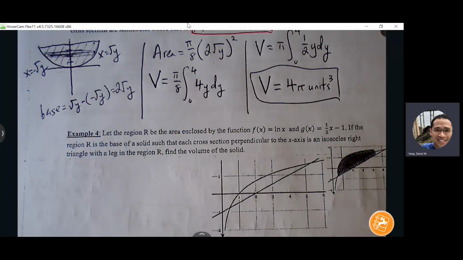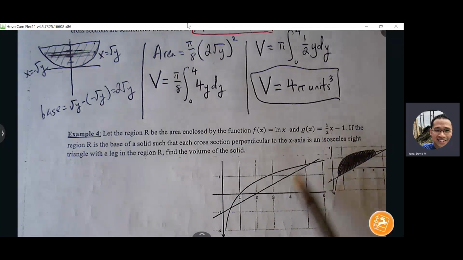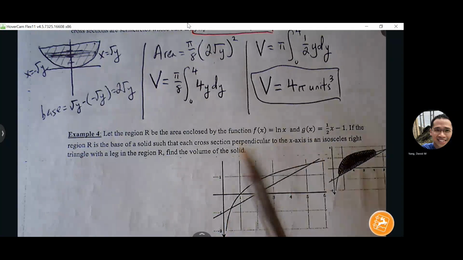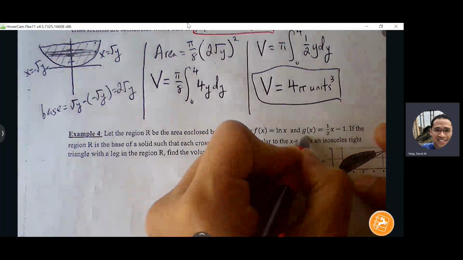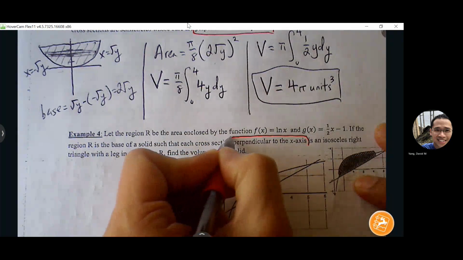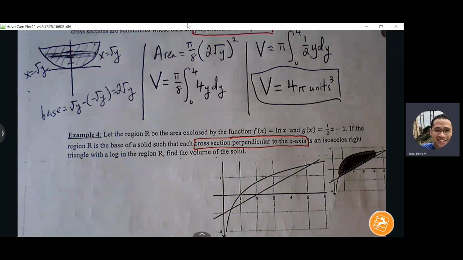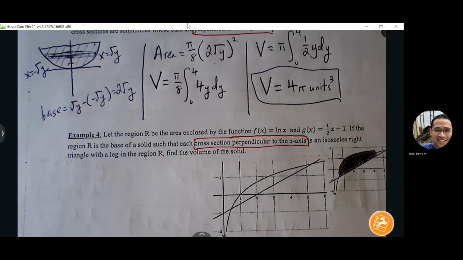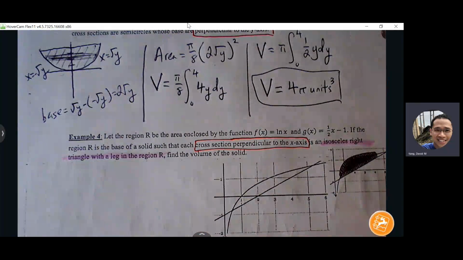All right, example 4. Let the region R be the area enclosed by the function y equals natural log of x, that's the curve, and 1/2 x minus 1, that's the linear. If the region R is the base of the solid such that each cross section perpendicular to the x-axis is an isosceles right triangle with a leg in region R, find the volume of the solid.